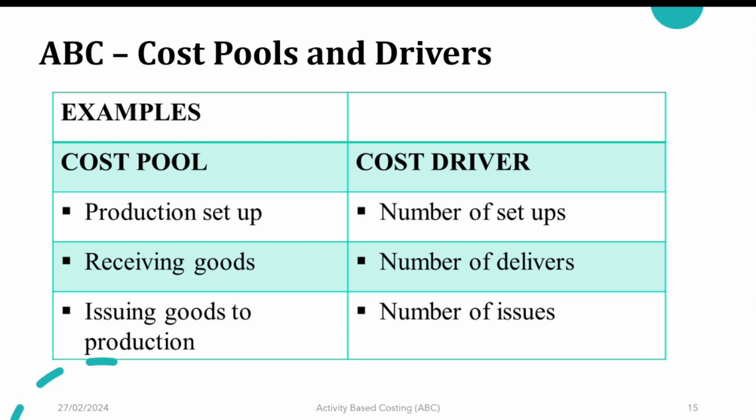And using these activities, cost drivers could be identified connecting to those activities. Whatever the units an activity would take, that can be considered as the cost driver. So for production setup, the number of setups will be the cost driver. Even for machine setup, the number of machines can be the cost driver. If it's receiving goods, in this case the number of deliveries will be the cost driver.